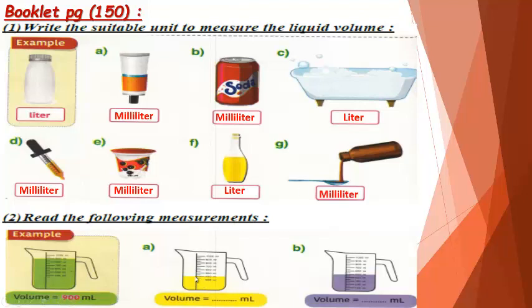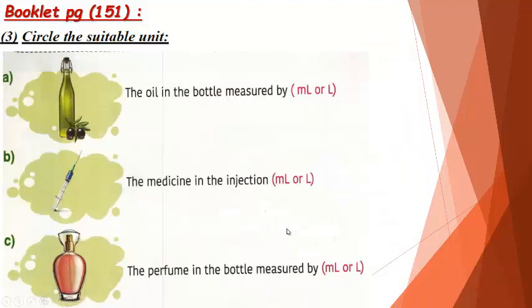Here I want to read and record the measurements of each liquid inside the cups. The first one, if you can see here, how can I read this measurement? I'm just reading the number. So the first one here is 900 milliliter. The second one is 400 milliliter. The last one here is 500 milliliter. Let's turn to another part.